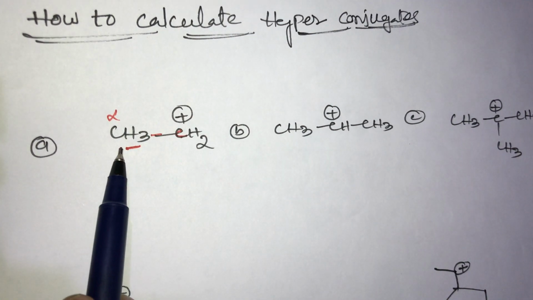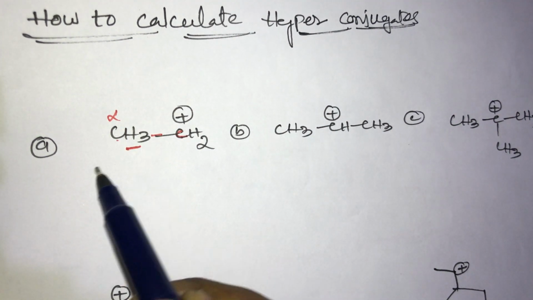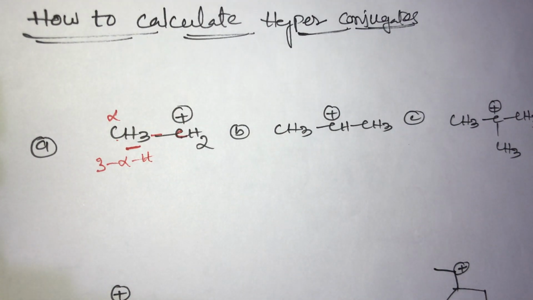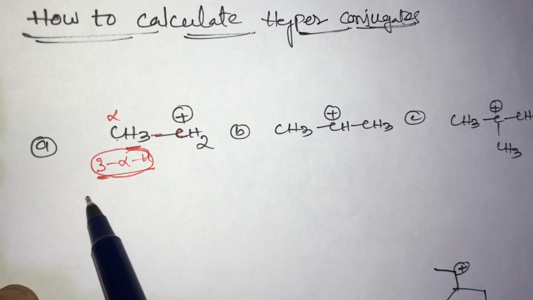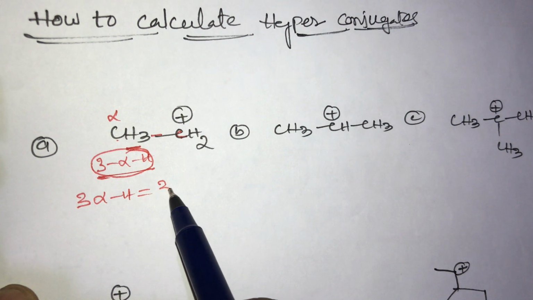This alpha carbon contains alpha hydrogens. Here, 3 alpha hydrogens are present. So hyperconjugates depend on the number of alpha hydrogens. These 3 alpha hydrogens equal 3 hyperconjugates.